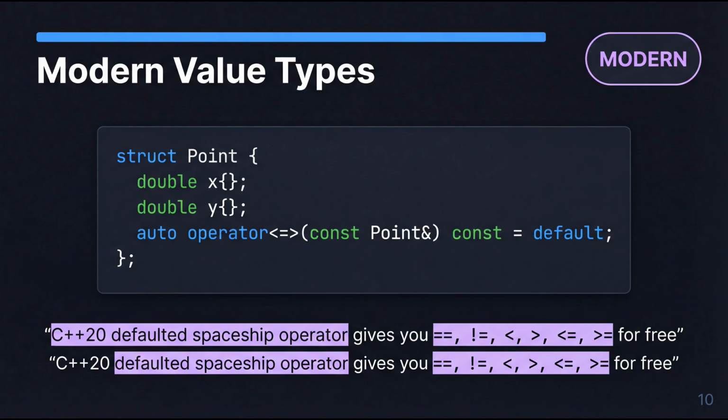This means you can sort points, use them as map keys, and compare them with equals, all without writing any comparison logic yourself. Default comparisons are one of the best features of modern C++ for value types. If your type should be comparable, add the defaulted spaceship operator.